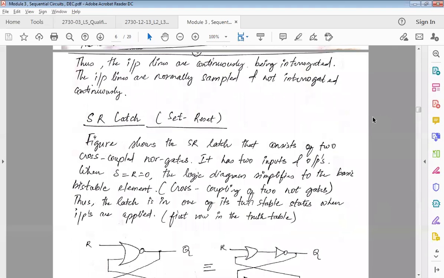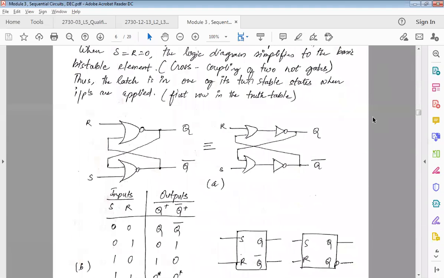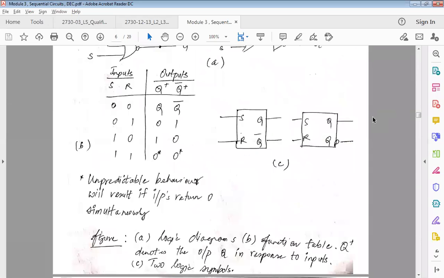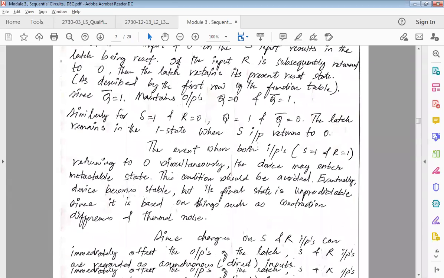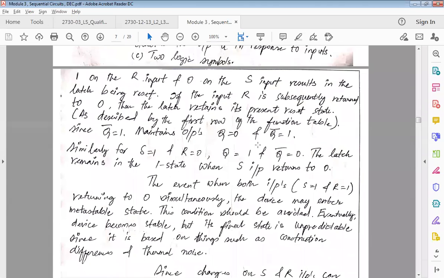SR latch. We will continue in the next class, seeing how we can use this as an application. The application is going to be a switch debouncer, the most repeated question in your examinations. So we will look into that application. Before that, we will just read a few pieces of information that we have already seen, just to make sure that everything is in control.